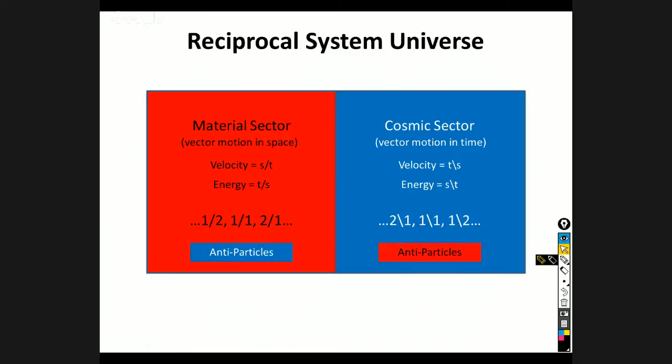But if we look at our energy, which is T over S, and we look at it in the cosmic sector, then that would be their velocity. T over S would be their velocity, and energy would be written as S over T. Of course, they would change the labels just like we do, so one would look like the other, but you get the idea. There are 2 sectors of the universe. One is the reciprocal of the other.